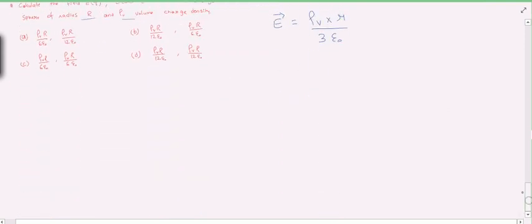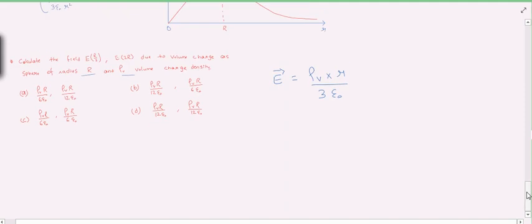So I can use this relation. So what will happen now? Rho v into r. Here I want to find the electric field intensity at r by 2. So E at r by 2 becomes rho v r by 2 upon 3 epsilon naught, it will be rho v r by 6 epsilon naught. So this is at r by 2. So from the given options, these two get eliminated.